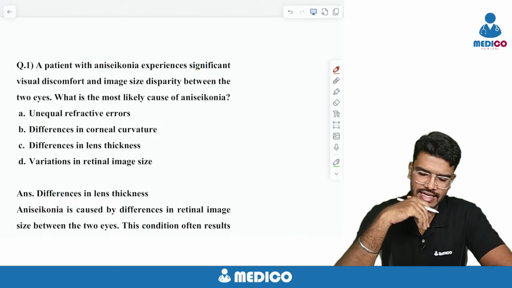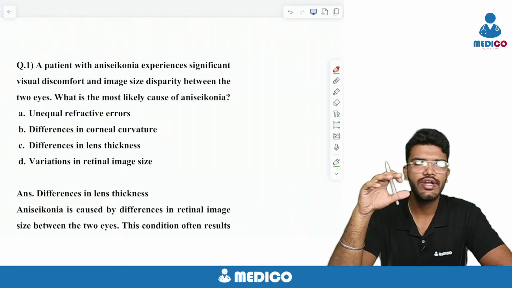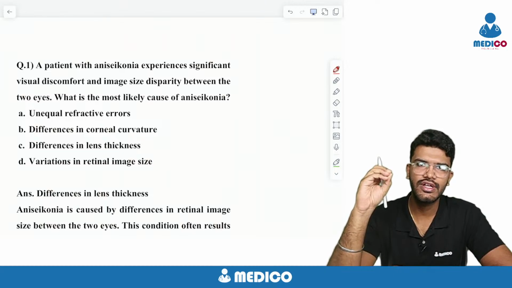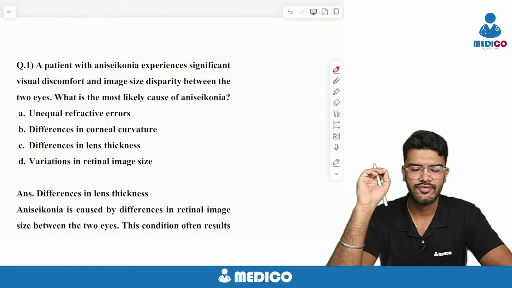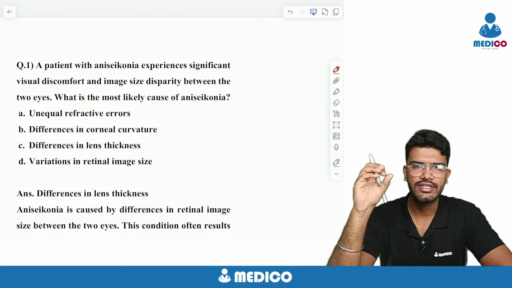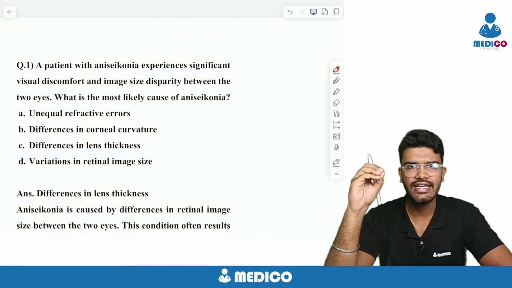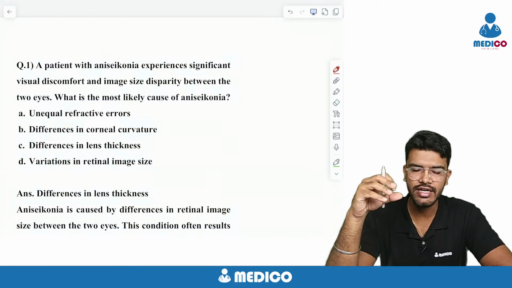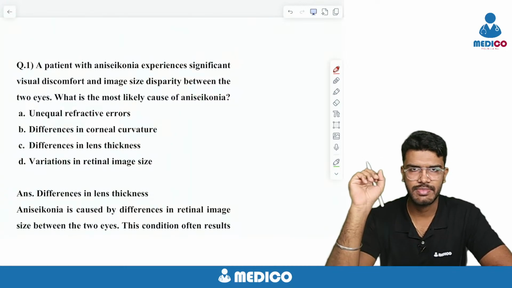So here we are going to discuss today a few questions which are very crucial from the exam perspective. And along with these questions, I'm going to touch a bit in detail on the various subject aspects that are pertinent from the NEET PG perspective, right?